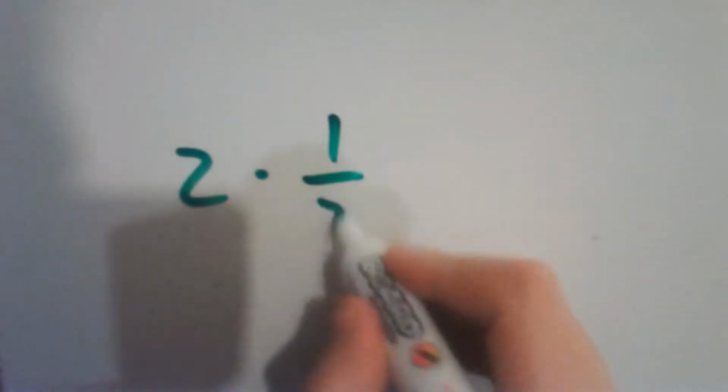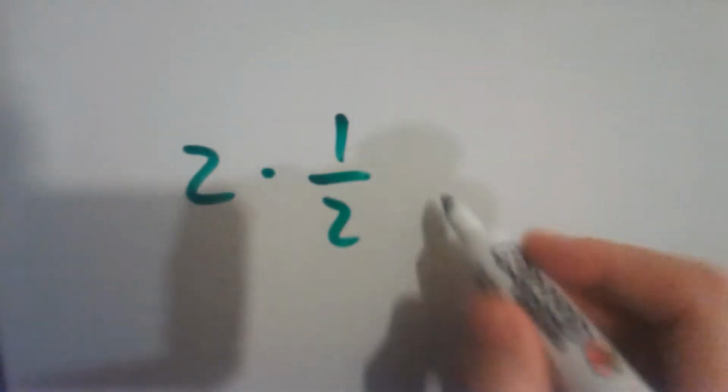Hi, this is just a short lecture on inverses. Let's say we have the number 2. What is the inverse of 2? Well, the inverse of 2 is a half, as 2 times a half is 1.